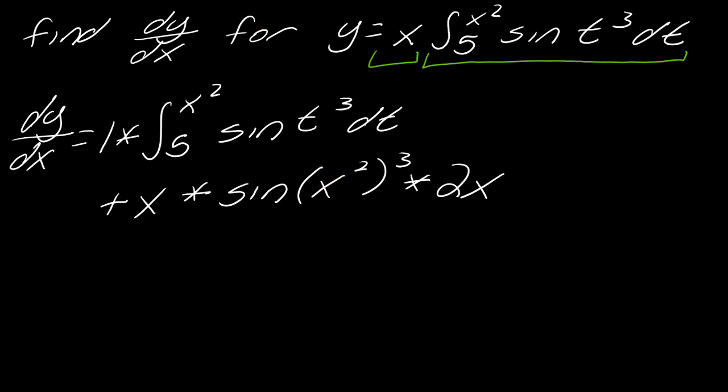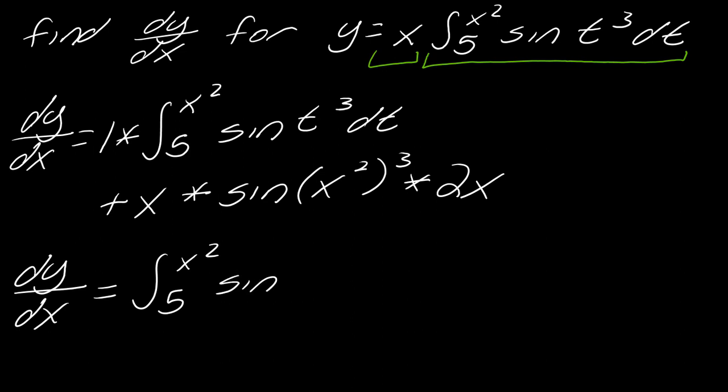So this is actually everything that I need for this derivative, and I'm almost done now. To finish this, I have this integral here, and then plus, this will come out to 2x squared sine of x squared to the 6th.